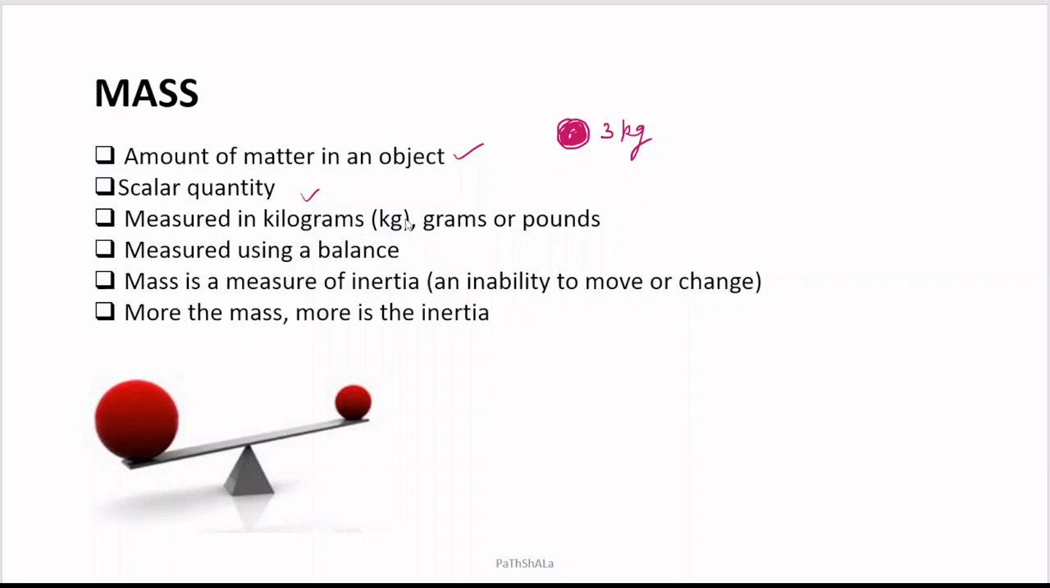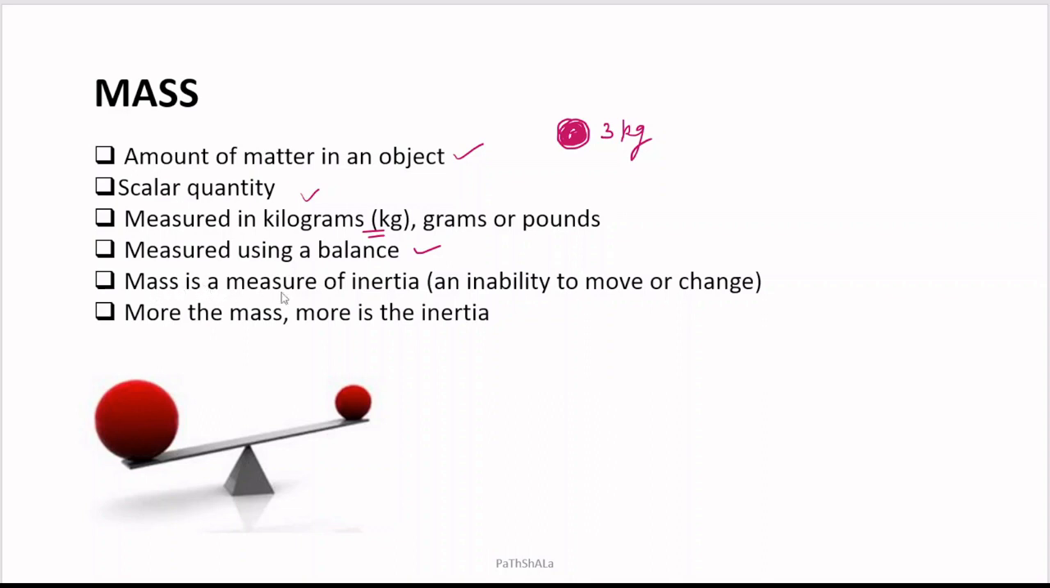It is measured in kilograms, grams or pounds, where kilograms, kg, is the SI unit to measure mass. It can be measured using a balance. If I say what is your mass, you will simply stand on a balance and you can measure your mass.